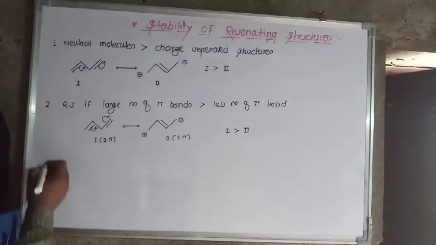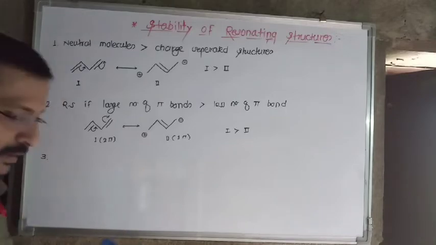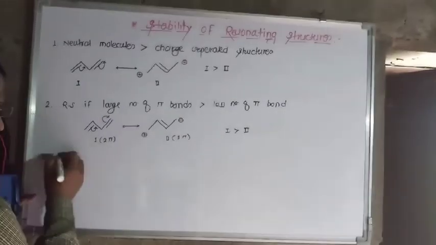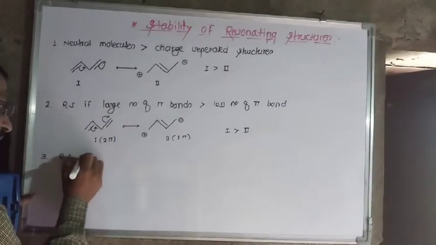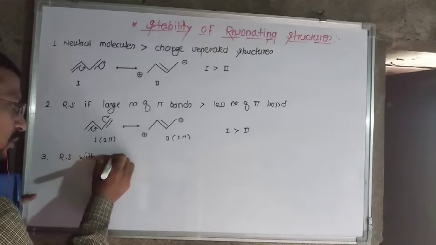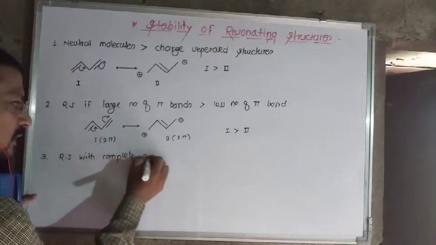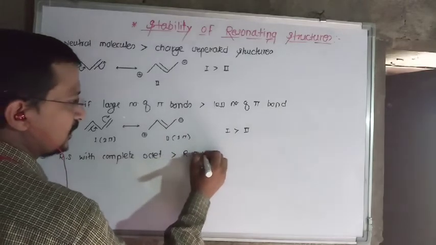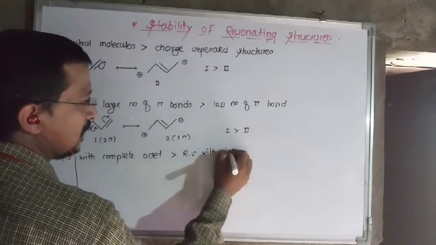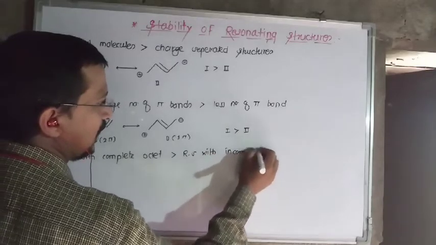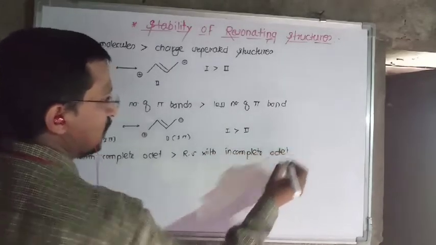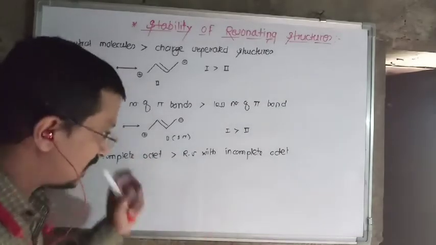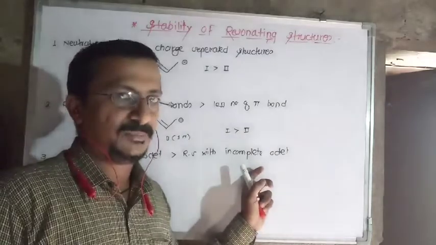Isn't it? Now third point: molecules, that is resonating structures, with complete octet are more stable than resonating structures with incomplete octet. म्हणजे ज्या रेझोनेटिंग स्ट्रक्चरमध्ये सगळ्या ॲटम्सचे ऑक्टेट कंप्लीट आहेत असा जास्त स्टेबल आहे इनकम्प्लीटपेक्षा.